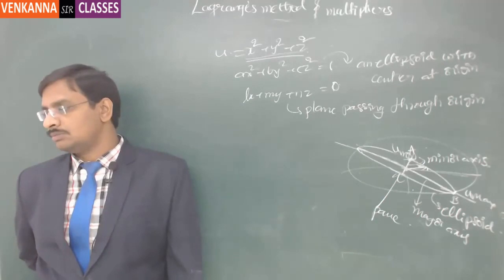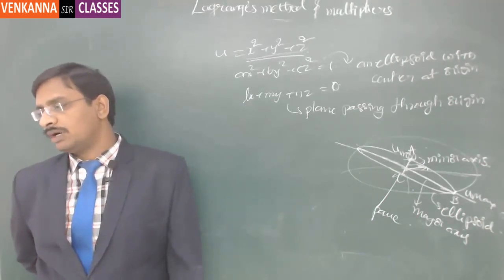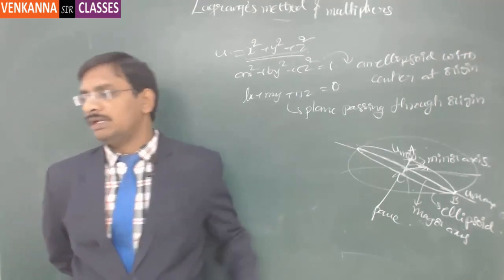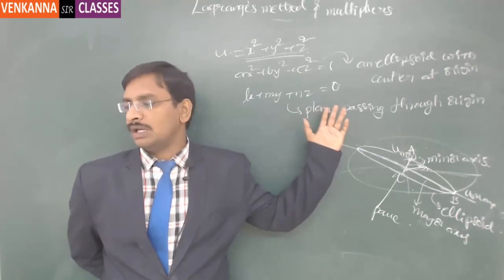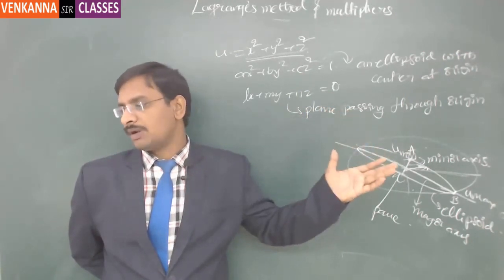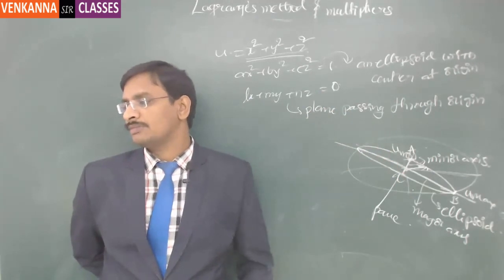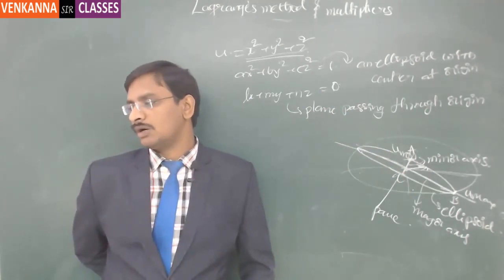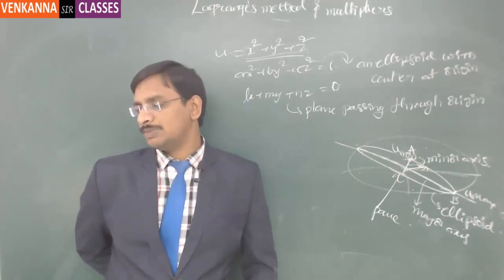Understood or not? So how do we say this is an ellipse? The given equation is an ellipsoid, and if we cut the ellipsoid in any particular random way, it will always lead to an ellipse. Got it or not? In whatever way you look at an ellipsoid, there will be an ellipse shape.